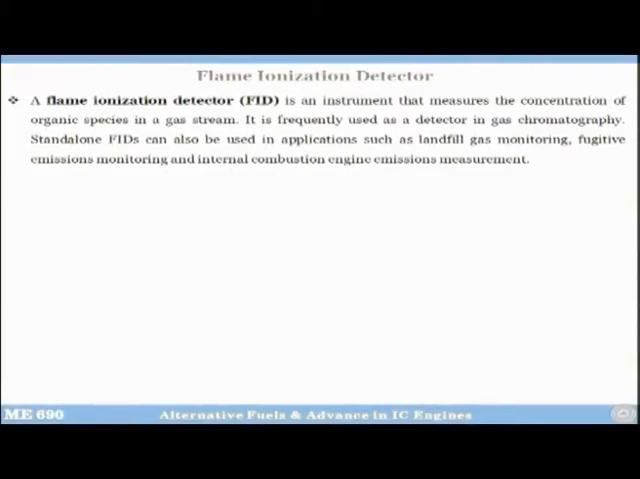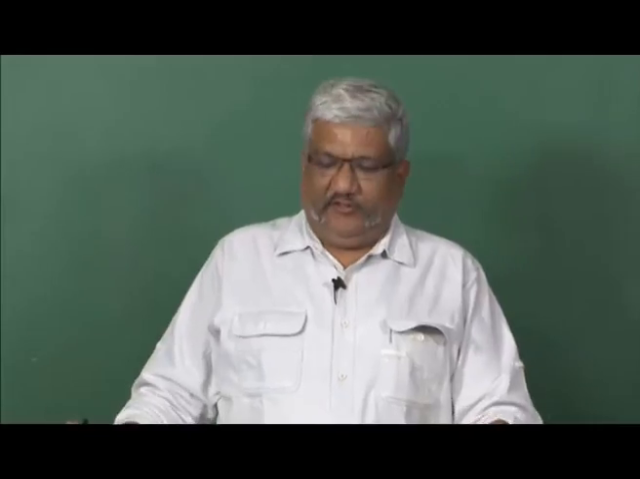Then fugitive emissions which are emitted from power plants and also from engines while filling the car tank, there is a lot of emission, fugitive emissions, that also are measured using the FID method. Other than that, straightforward IC engine tailpipe emissions are also measured using FID.